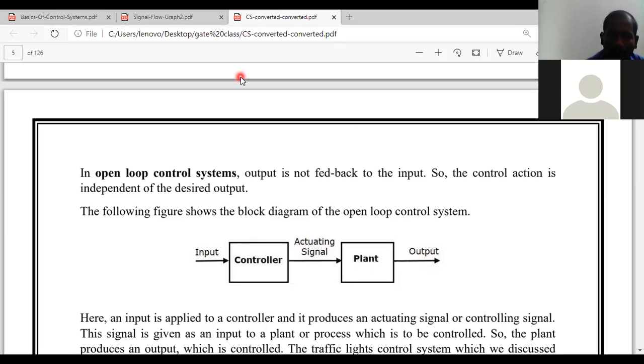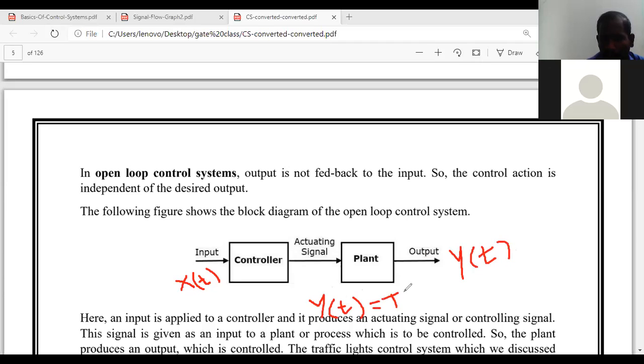So how can you represent this system in terms of mathematics? Let's take the input as x of t, because we are considering only the time domain. Then the output is y of t. Here you can write y of t is equal to some transform or some operation of x of t.